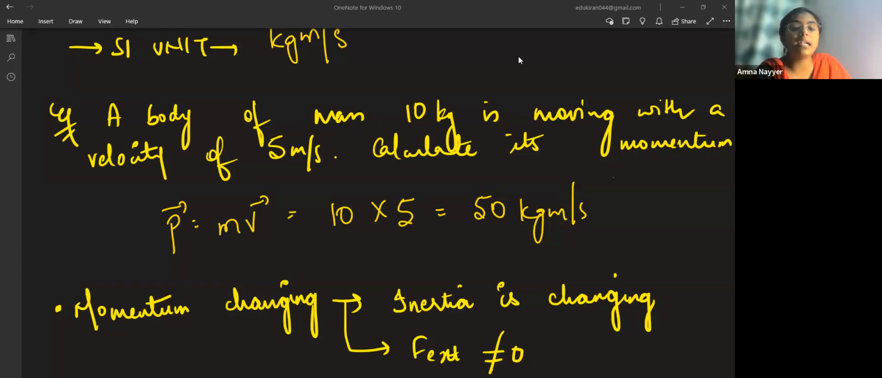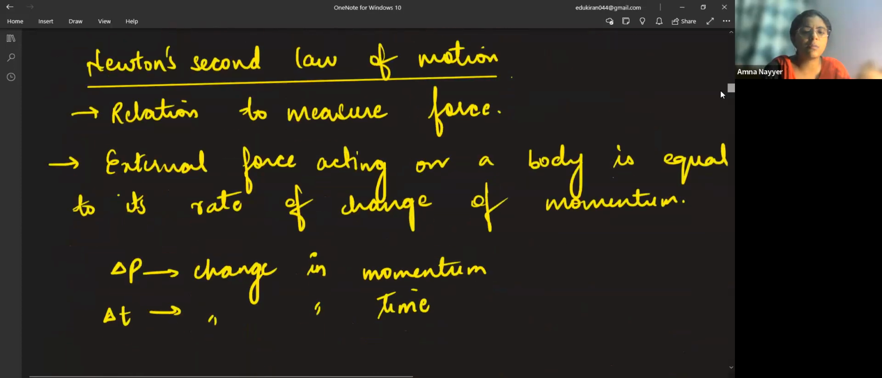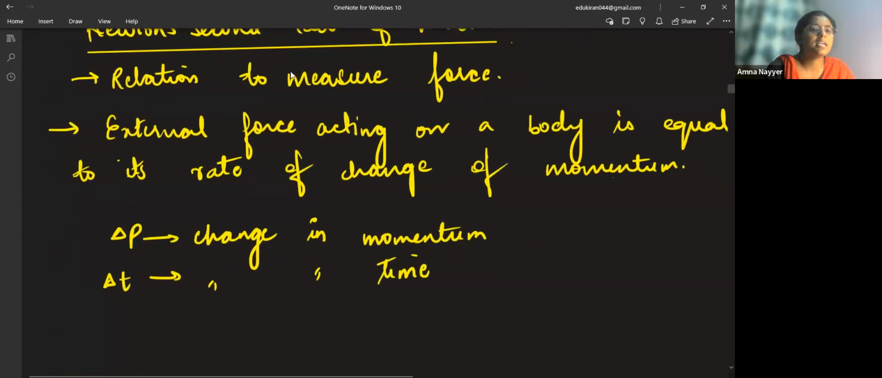Now the quantity that you obtain when the momentum is being changed with respect to time is what we call force. Force is a very common term, a push or a pull, in common language. So Newton's second law of motion is in relation to the measure of force. It will talk directly about force now.